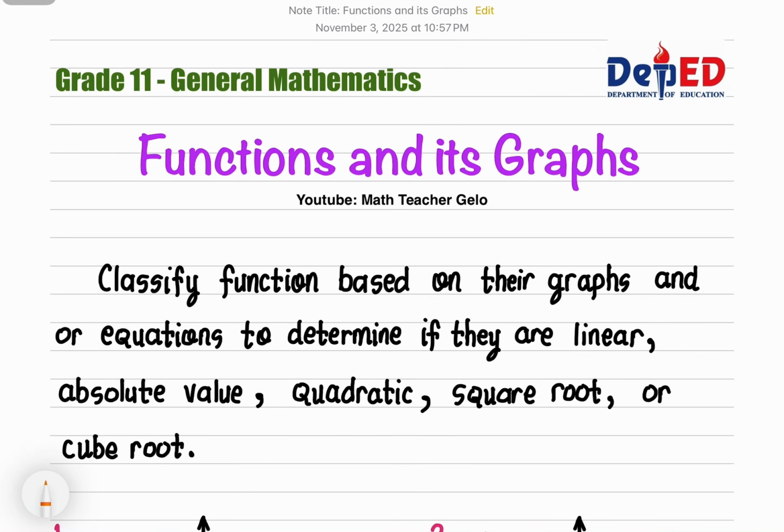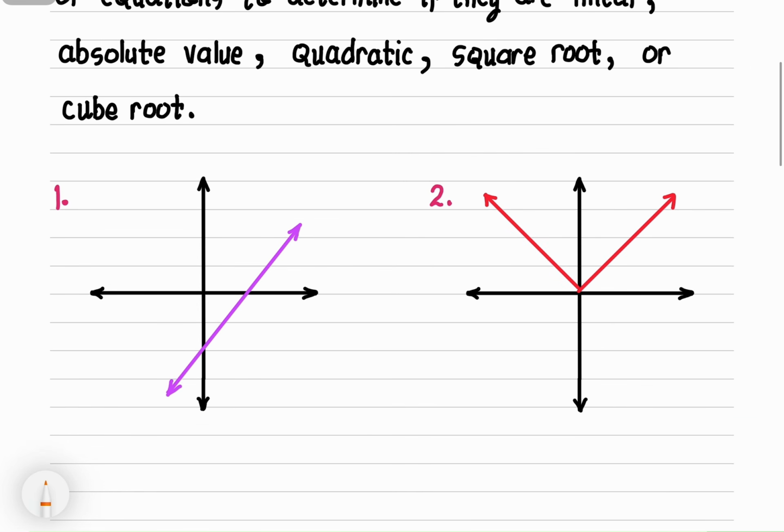In today's lesson, we will learn how to classify the functions based on their graphs and their equations as to determine if they are linear, absolute value function, quadratic function, square root function, or cube root function. Okay, let's get started. So guys, dito, we have different graphs, no? Okay, so let's determine kung ito ba ay linear and so on.